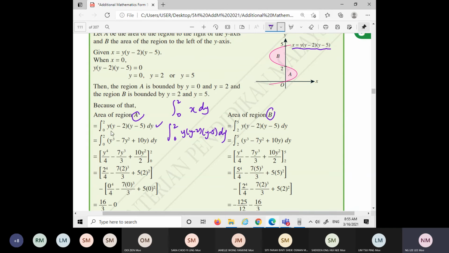After that, same thing, you cannot integrate this. You have to expand it. After the expansion, you get this. When you have this, only then can you start your integration. After that, substitute the points.